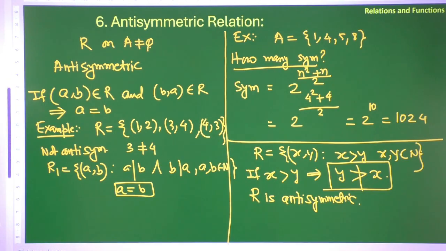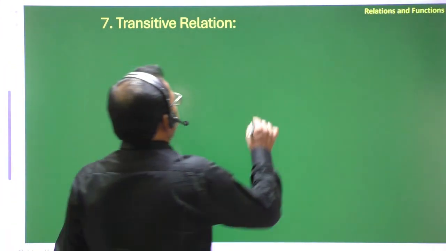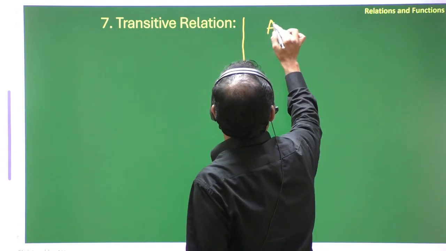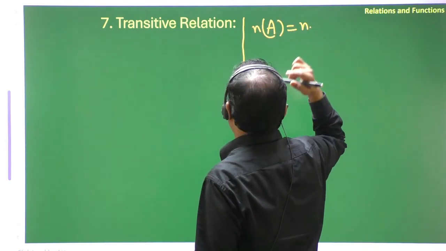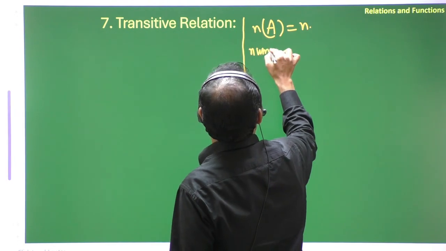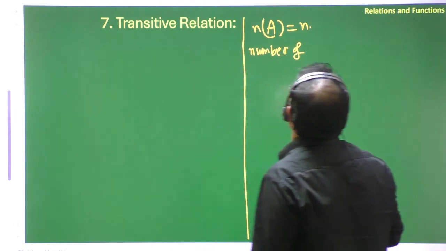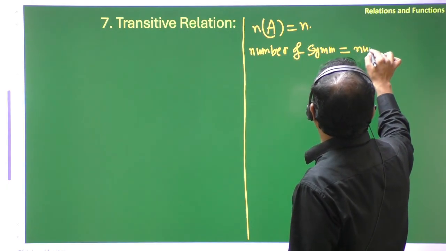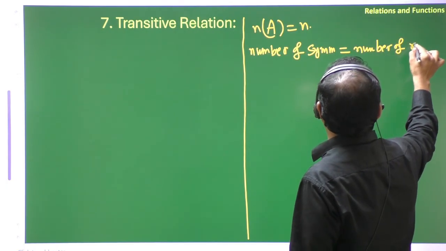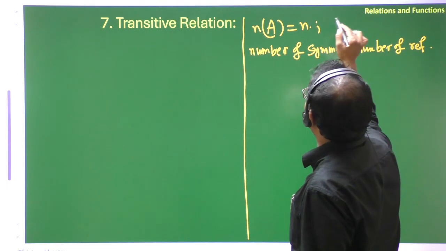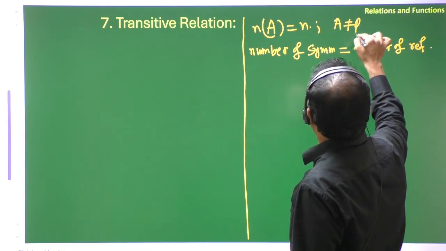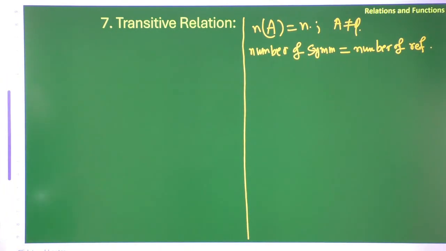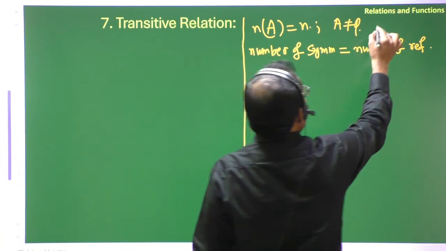Okay now, before starting the transitive relations, I am going to ask you one question. Suppose a set has n elements and the number of symmetric relations is equal to the number of reflexive relations. If this happens, and the set A is not equal to the empty set, meaning A must contain some elements, then the question is, what is the value of n?